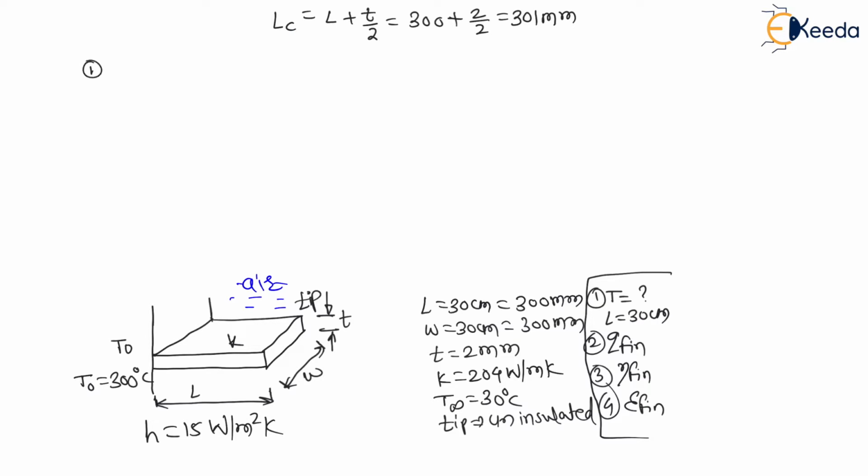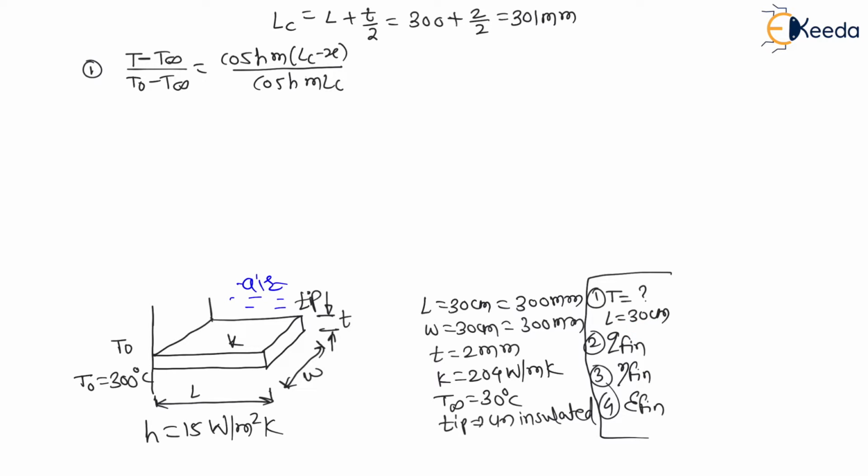Very first we have to find temperature at the location of 30 centimeter, that is 300 mm. If I want to find temperature at any location, I have to use the temperature distribution formula. That is, temperature at any location minus surrounding temperature divided by the base wall temperature minus surrounding temperature is equal to, we have derived this formula, cosh m (Lc minus x) divided by cosh m Lc, where Lc is the corrected length and x is the location which is given here, 30 centimeter.